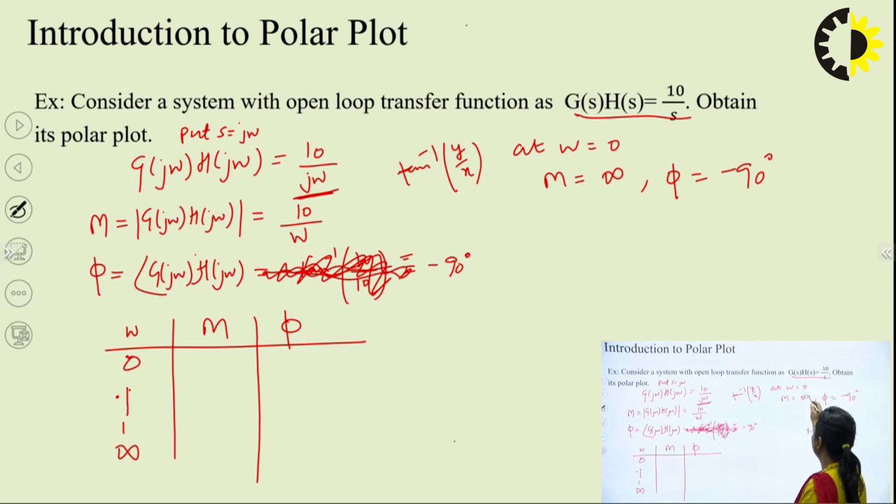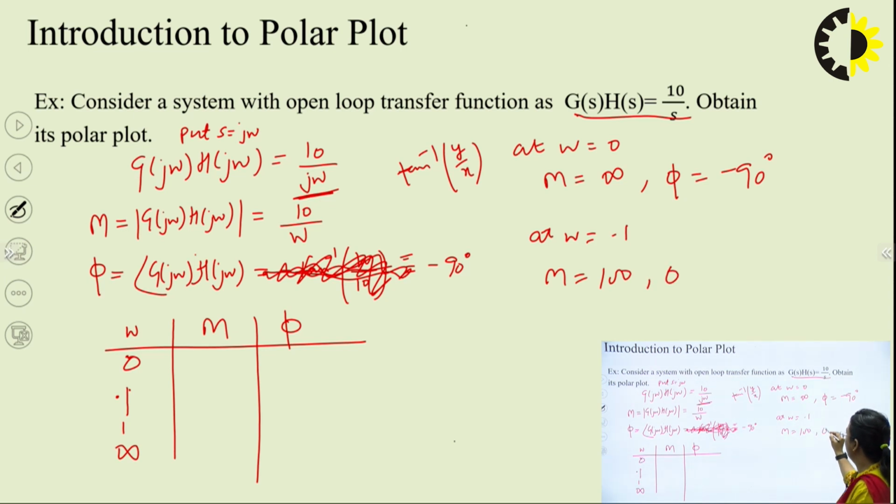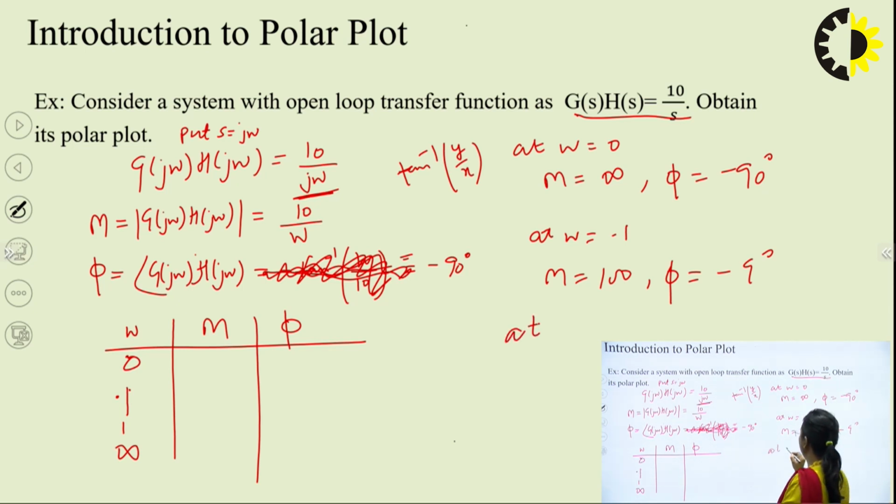So at omega equals 0, magnitude is infinity and angle is minus 90. At omega equals 0.1, the magnitude will be 100 and the phase will again be minus 90 degrees. At omega equals 1, the magnitude will be 10 and the phase angle is again minus 90 degrees.